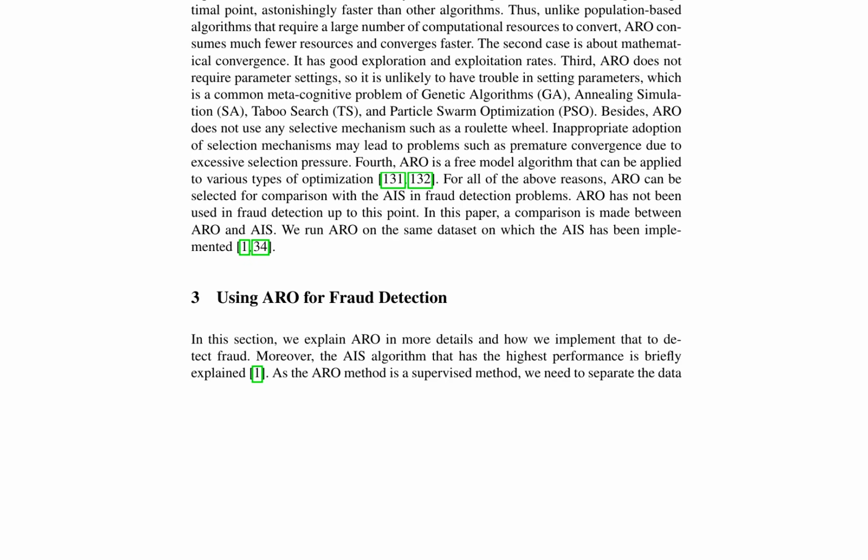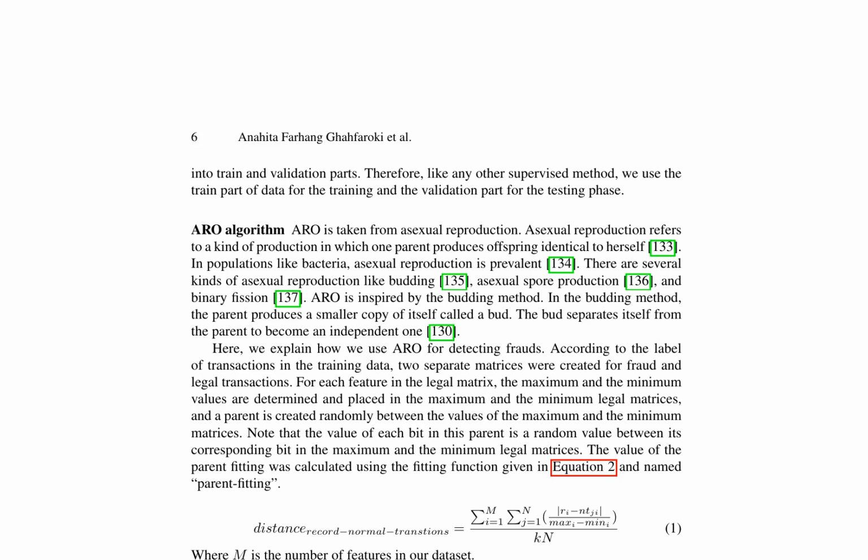ARO is a supervised method that has several advantages over other algorithms, including faster convergence, good exploration and exploitation rates, and no requirement for parameter settings. ARO is also a free model algorithm that can be applied to various types of optimization. The paper explains the implementation of ARO for fraud detection, where the data is separated into training and validation parts.